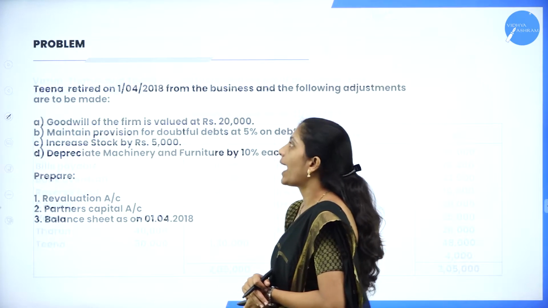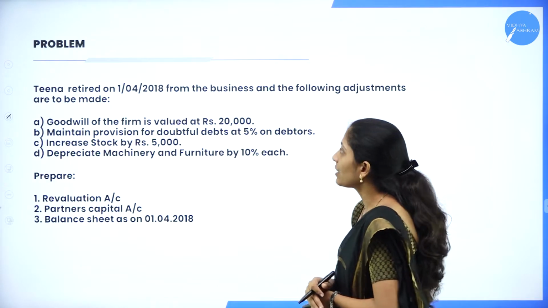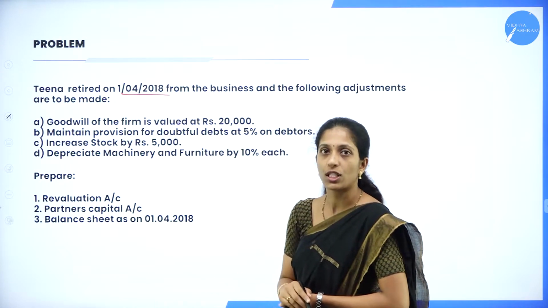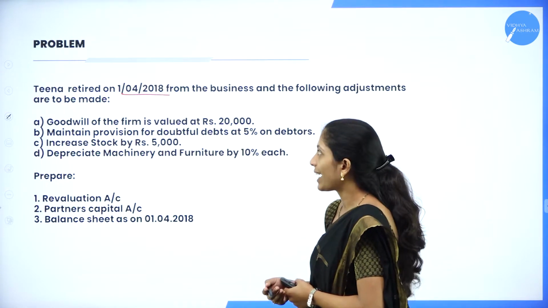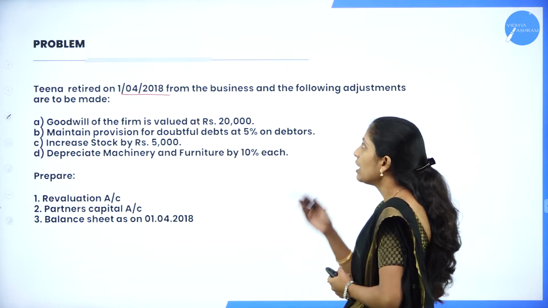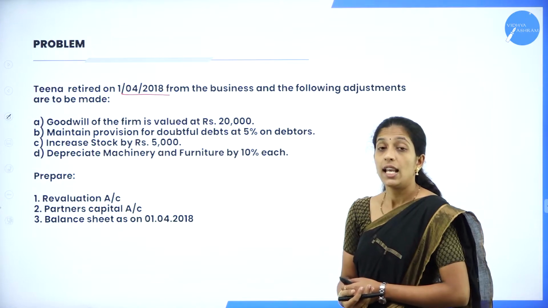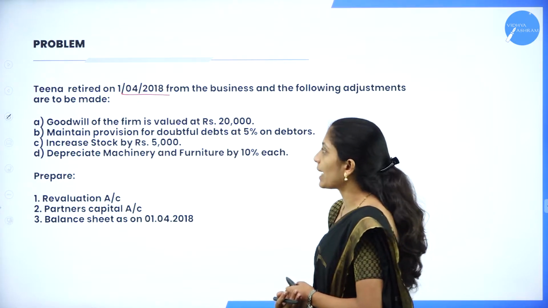Now let us see who has retired. So Tina retired on 1/4/2018. Tina was a partner and she is going to retire on 1/4/2018 from the business, and the following adjustments are to be made. Let us see what the adjustments to be made here are.